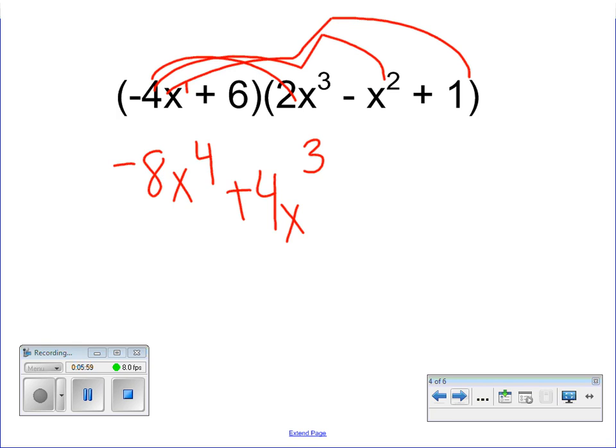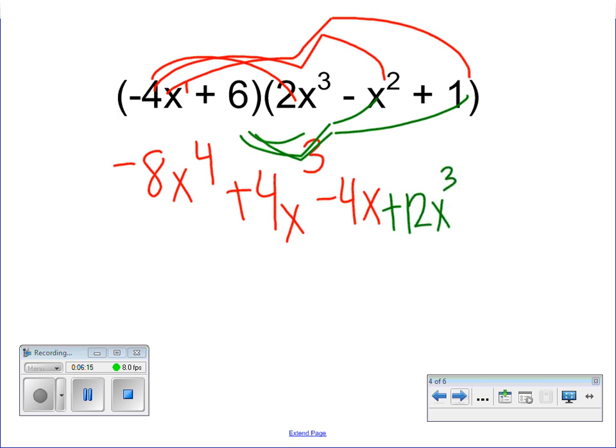Negative 4x times 1 is simply negative 4x. Okay, now I'm going to multiply my 6 times everything in the trinomial. Positive 6 times 2x to the third gives me a positive 12x to the third. Positive 6 times negative x squared, a positive times a negative, gives me a negative 6x squared. And then lastly, positive 6 times positive 1 gives me a positive 6.